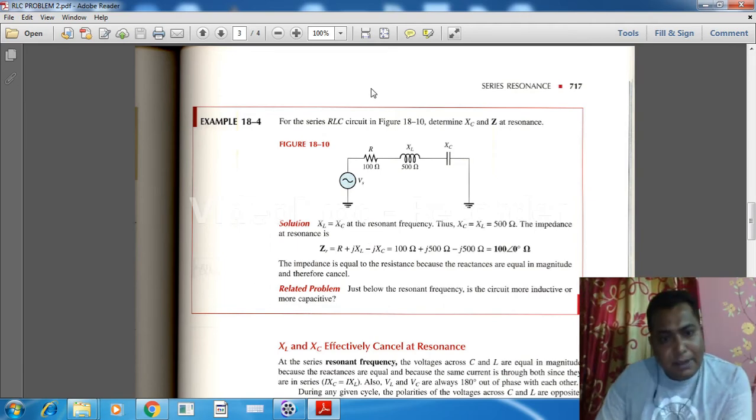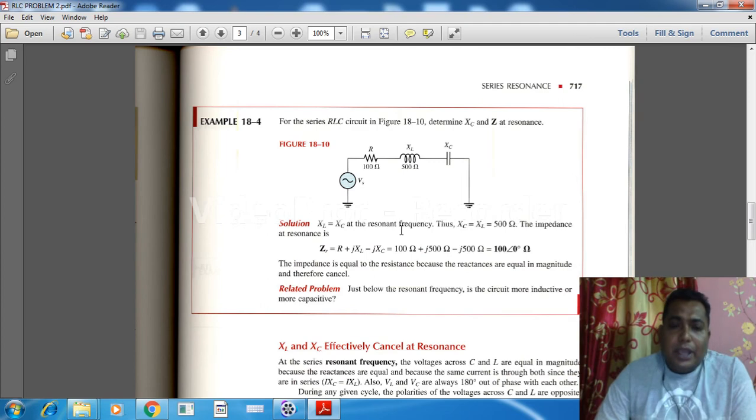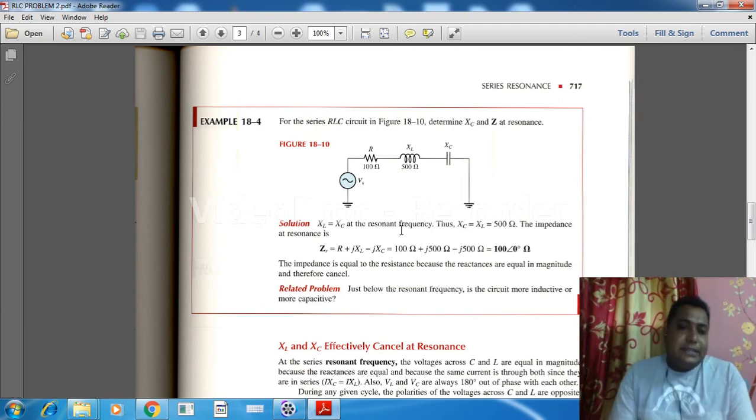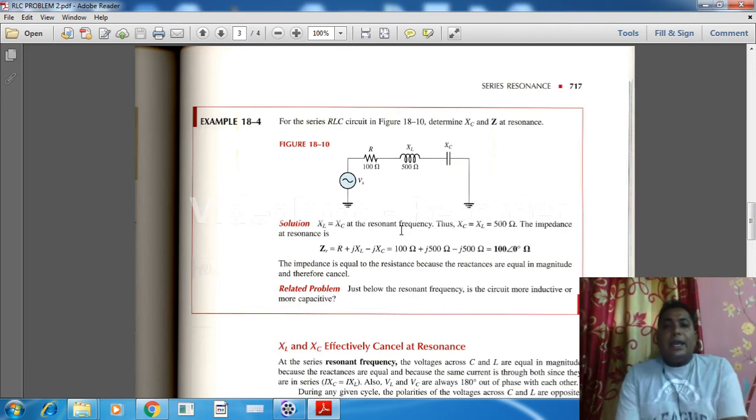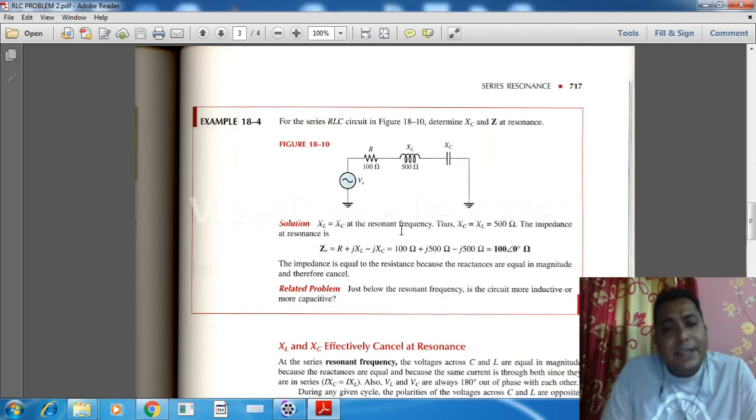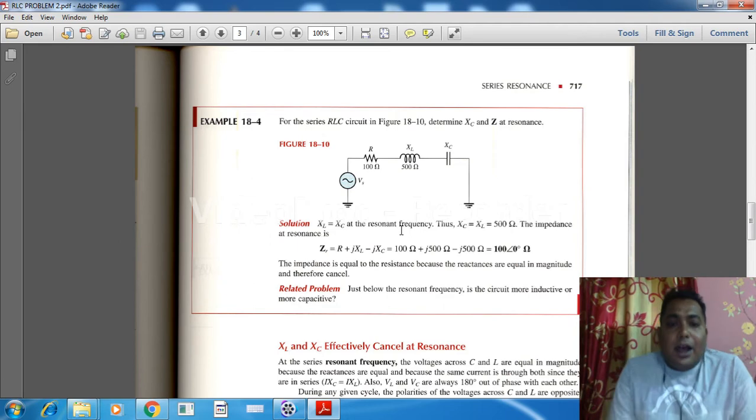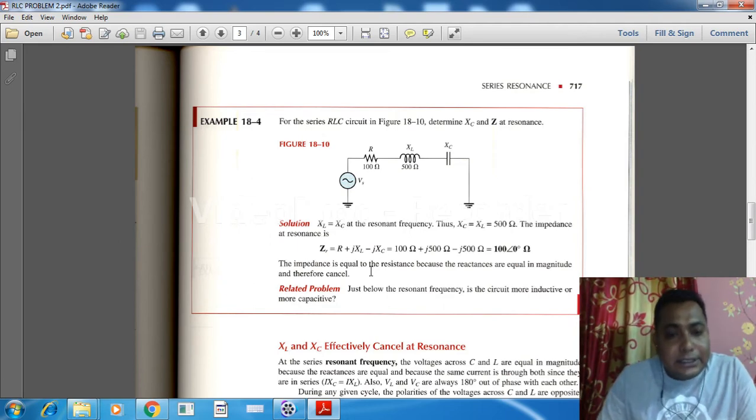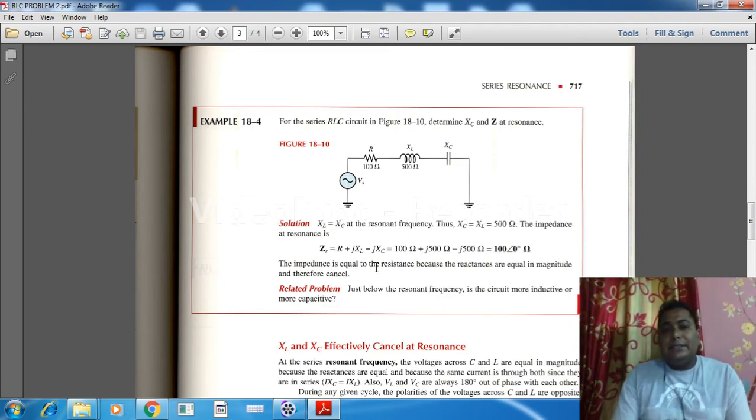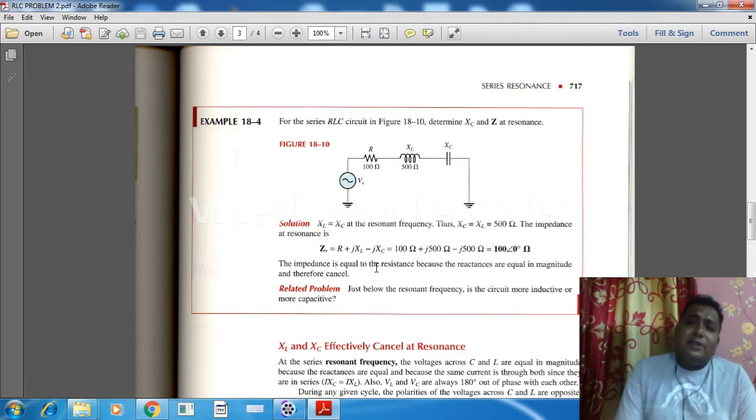Correct? Getting my point? Okay. And at this condition, what is the impedance value? So impedance is given by R plus JXL minus JXC. So here XL and XC both have the same value, so definitely it will be cancelled out. So what is the remaining? 100 ohm, that is the resistance value. So by combining these things we can find out the result for the impedance at the resonating condition.